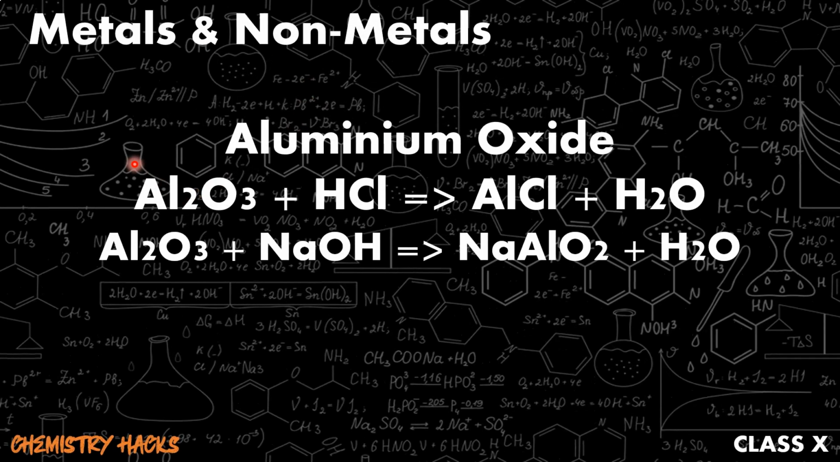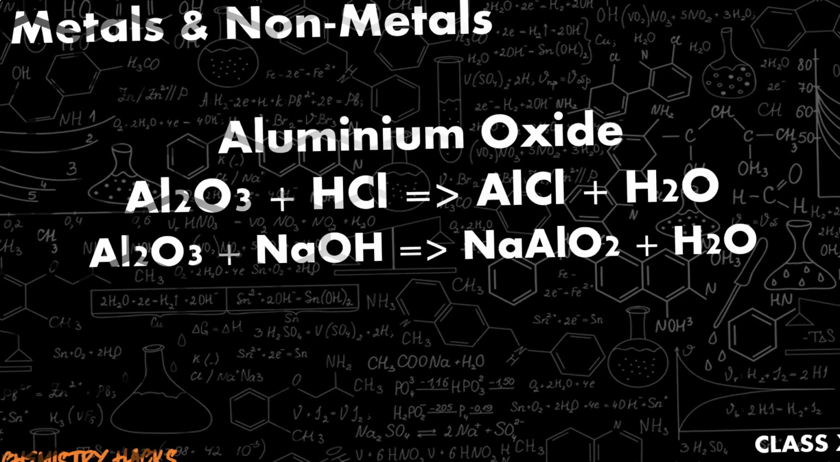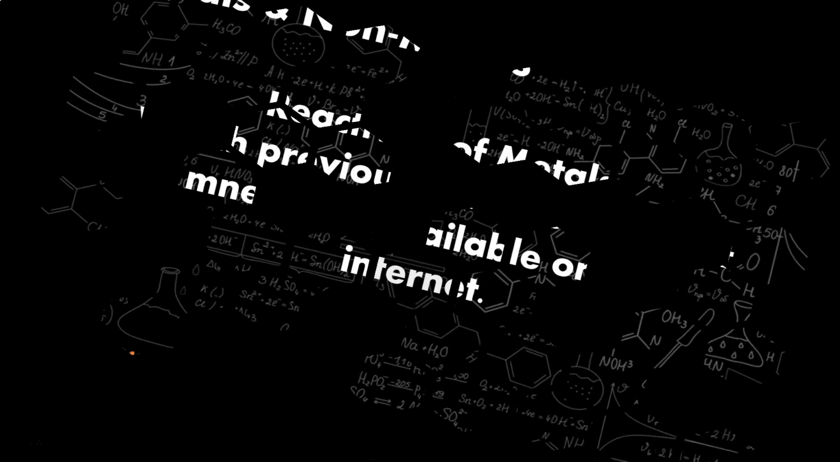So aluminum oxide, as you can see here, can react with acids like hydrochloric acid and bases like sodium hydroxide. So Al2O3 plus HCl gives rise to aluminum chloride, which is a salt, and water, H2O. And also aluminum oxide plus sodium hydroxide, which is a base, gives rise to sodium aluminate plus water. So this is a special compound that you should keep in mind, sodium aluminate. So that concludes amphoteric oxides.